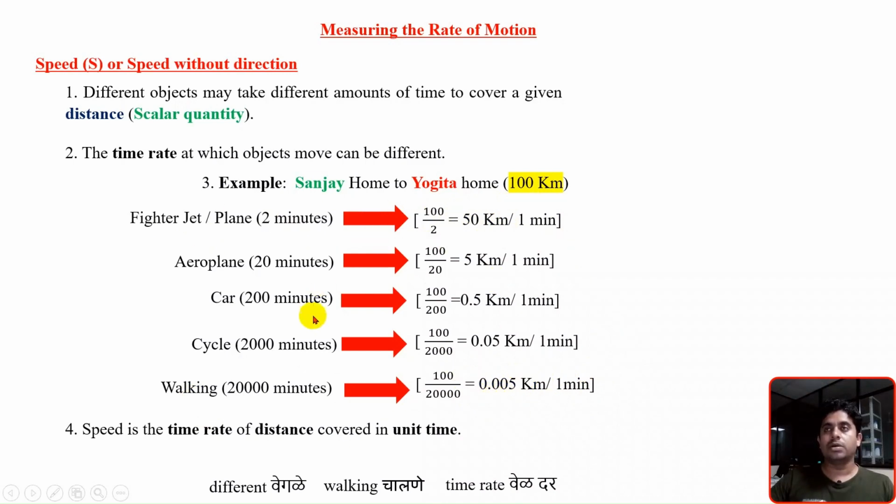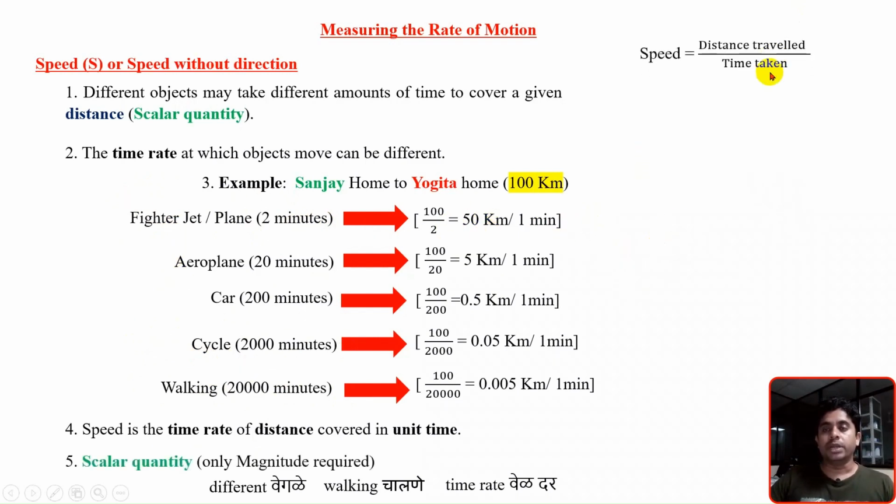So here, for these examples, what I can say is the fighter jet or plane has more speed, or the highest time rate. The fighter jet is traveling with more speed, and if you go by walk or with the cycle, it is a lesser speed. The cycle has a lesser amount of speed, and the fighter jet has more speed, right?